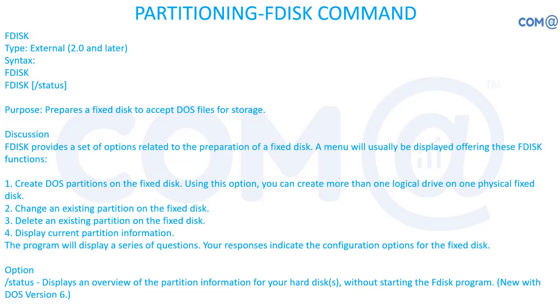fdisk is a normal DOS mode command, and it is used for creating partitions and doing other activities you can see here. It can create DOS partitions, change the active partition on the fixed disk, delete an existing partition, and fourth is display current partition information. So I can use the fdisk /status command to get the current details about the hard disk drive.